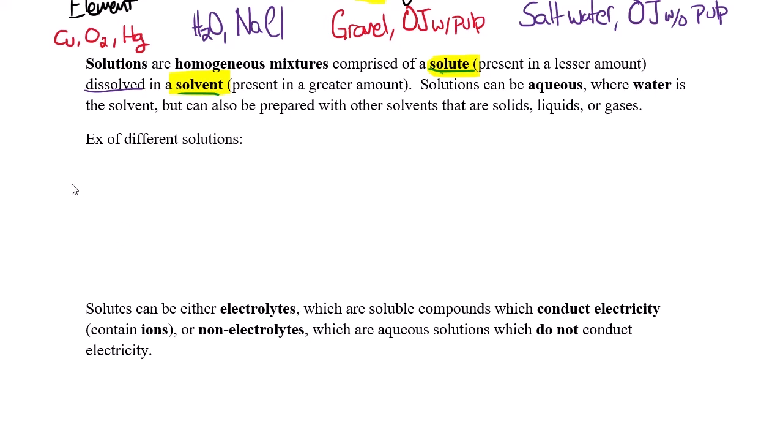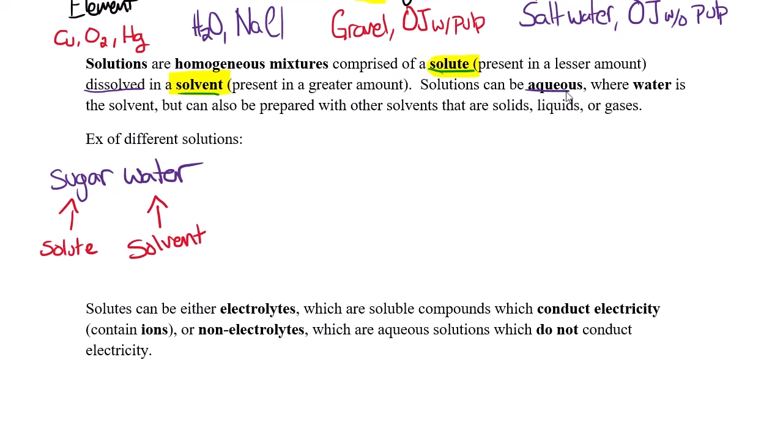So if I have an example of some sugar water, the substance which is in the larger amount, the thing that does the dissolving, is the water. So that's the solvent. And the sugar is dissolved in the water, so that's the solute. And water is a very popular solvent because it's a good solvent. We sometimes call it the universal solvent. And we use it to dissolve things all the time.